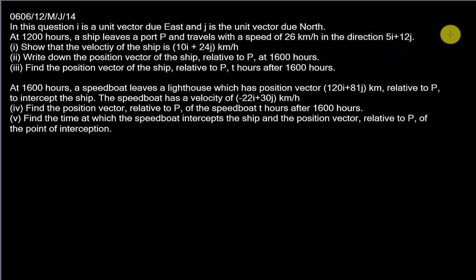This question says that in these questions, i represents the unit vector due east, and j is the unit vector due north. This is something very basic but also quite important. If I say 1i, that means I'm going to go east 1 unit, like 3i I'm going to go east 3 units.